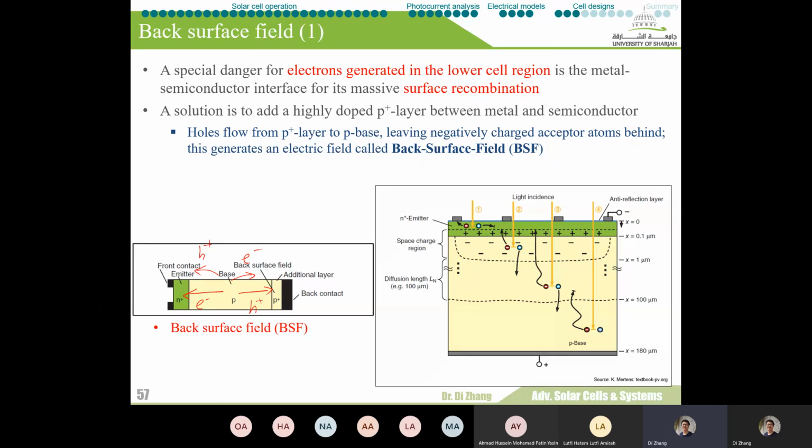Otherwise, if we let them continue in this way, essentially they will be trapped by the surface recombination. Also, if electrons and holes move in the same direction, they are canceling each other in terms of the current. So how can we achieve that? Very simple. We can introduce an additional layer near the back surface or near the front surface. If it's near the back surface, this design is called the back surface field. If it's near the front surface, we call it the front surface field.